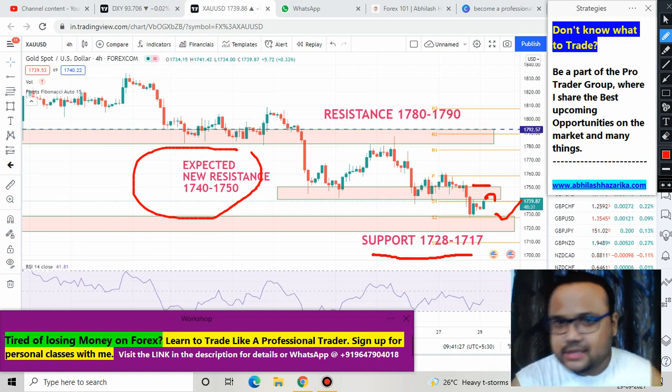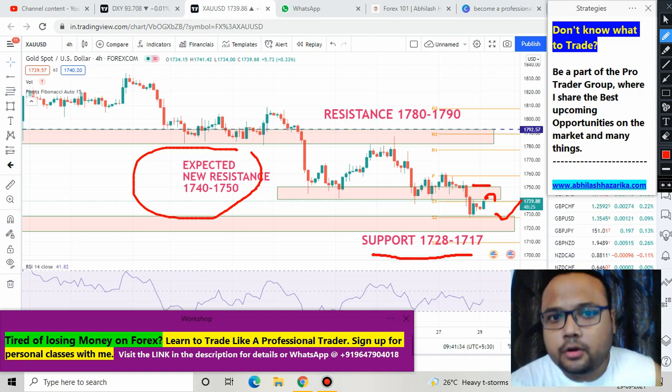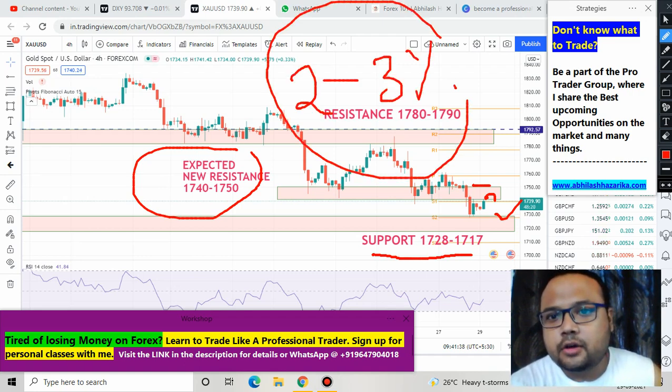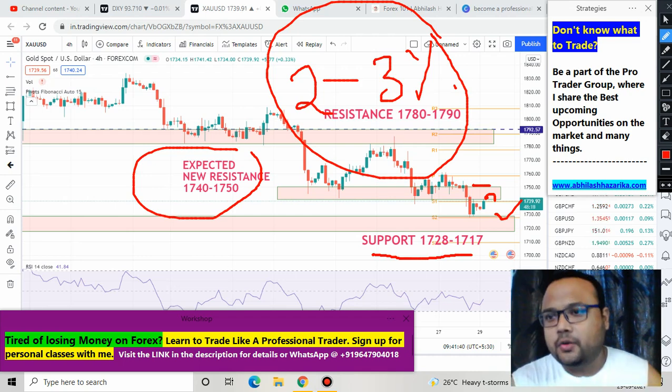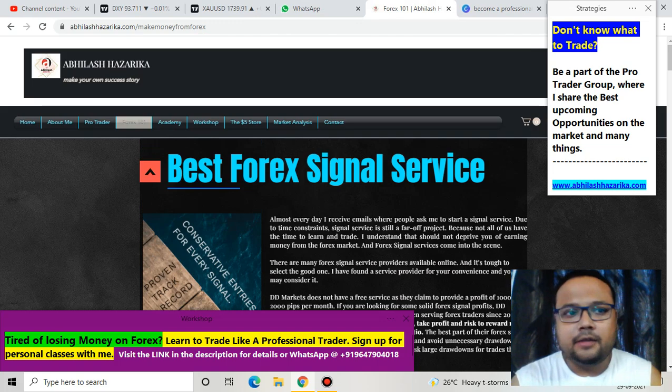My dear friends, just keep in mind, if you can afford to take risk, then only trade here, and most importantly, follow proper risk management and do not risk more than 2 to 3% of your trading capital. That's my request, my dear friend. Being a trader, it is your duty to protect your hard-earned money.